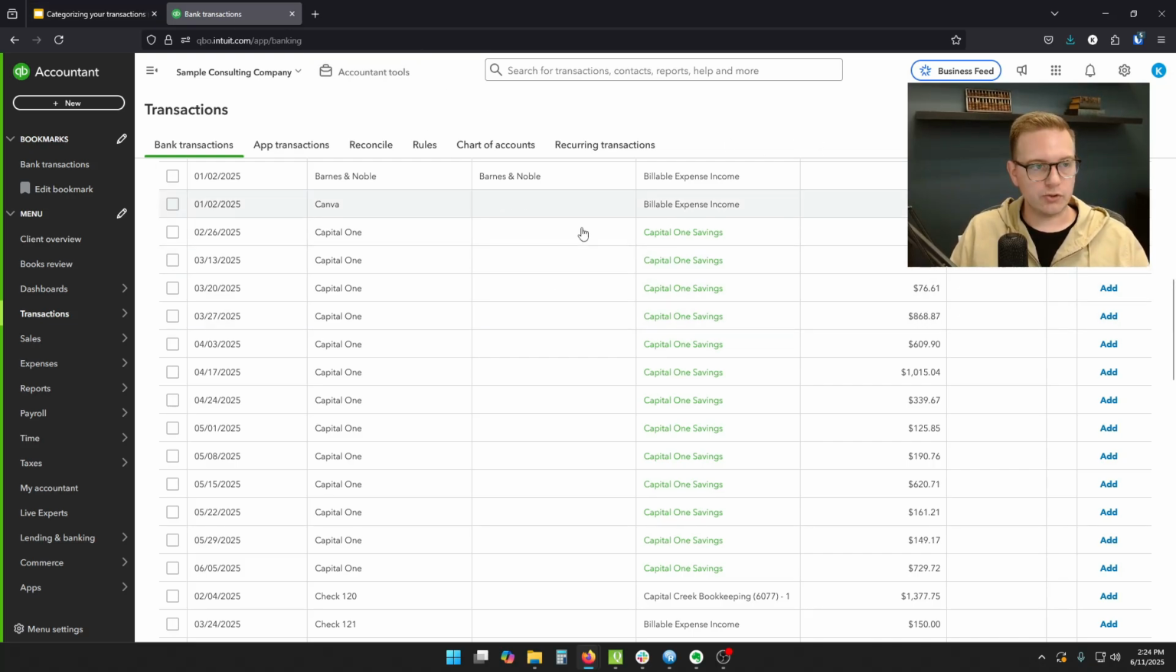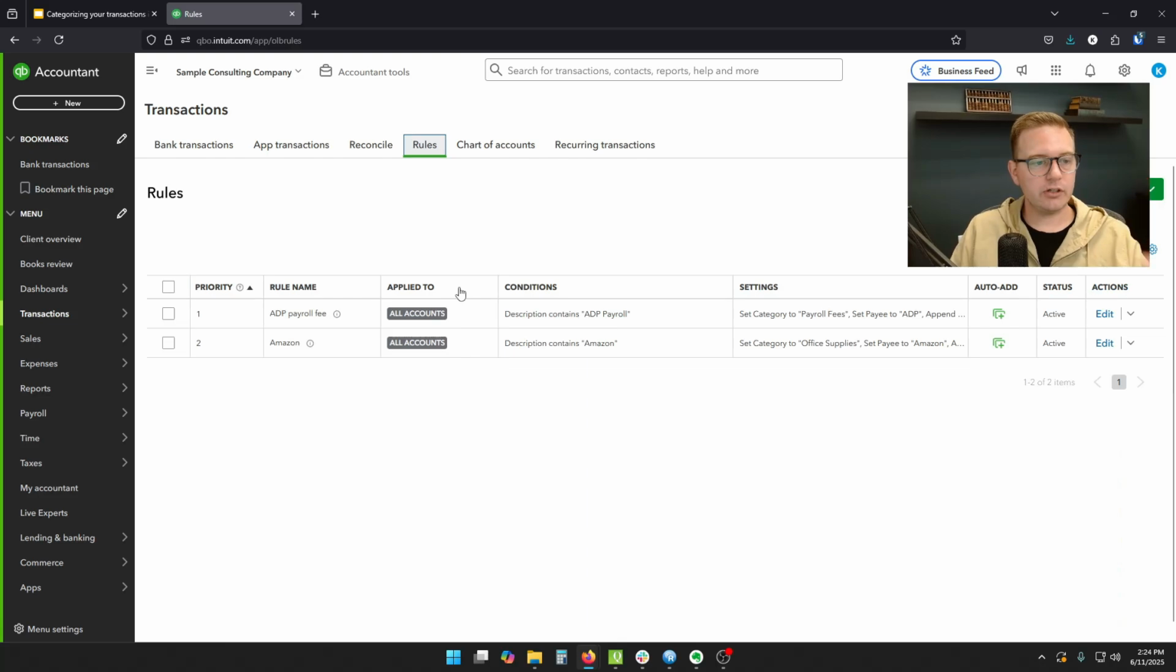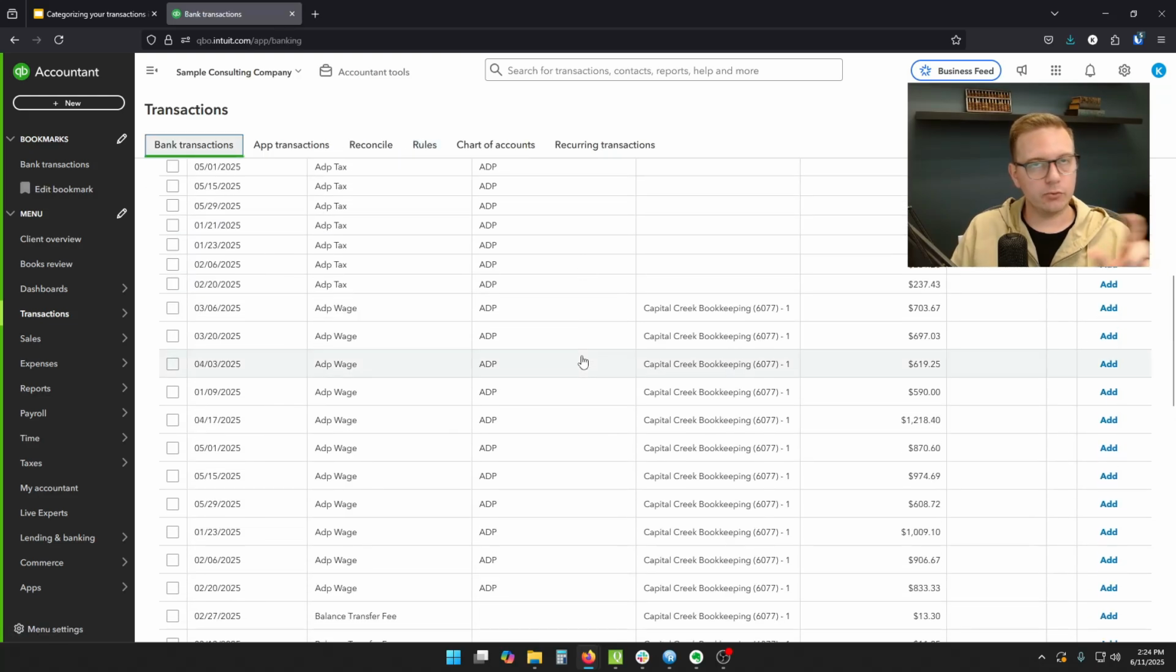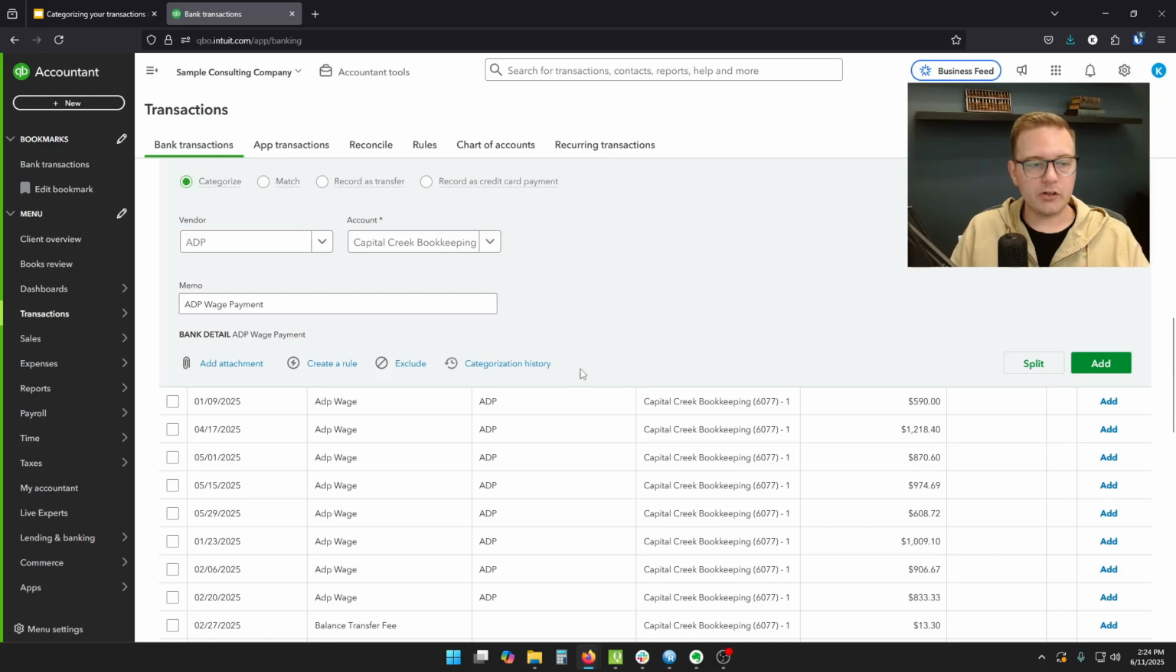As far as rules go, you can always look at all your rules here in the rules tab, and you can add ones that you want. But I would use the rules tab or rules button on the transactions, because that's the easiest way to add it, frankly. What you're doing with a rule is basically saying, if this is true about a transaction, then categorize it as such. So it really speeds up the process, as you could probably tell.